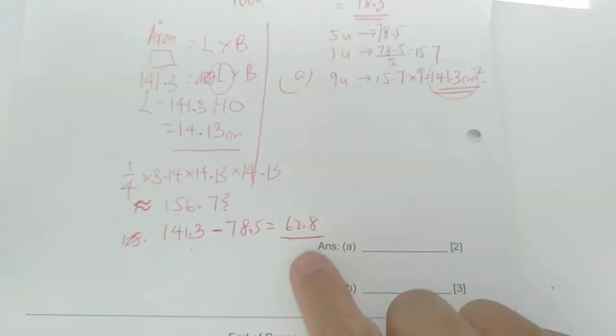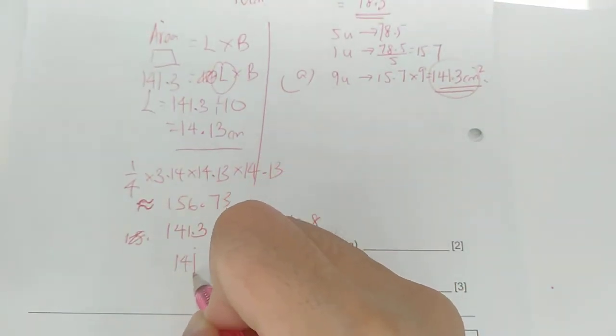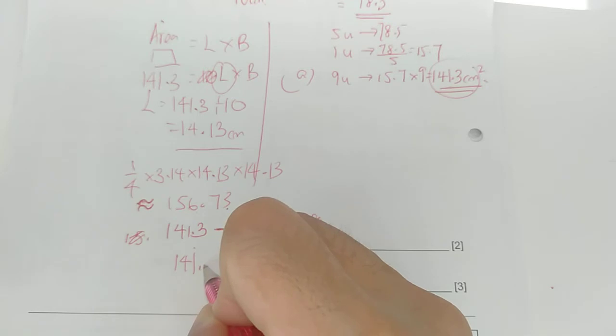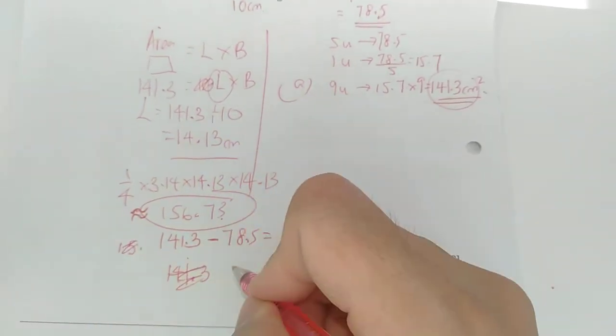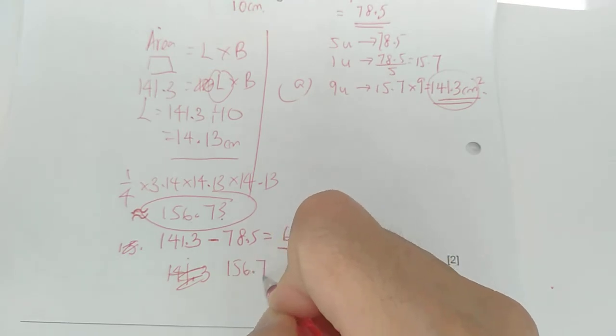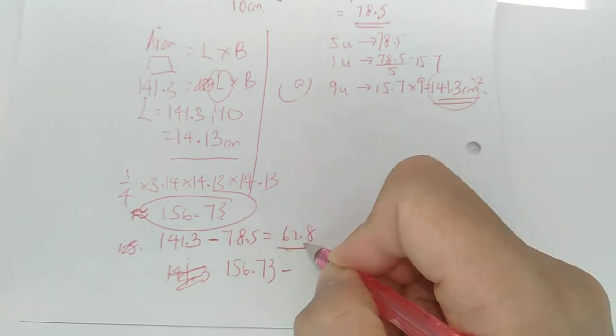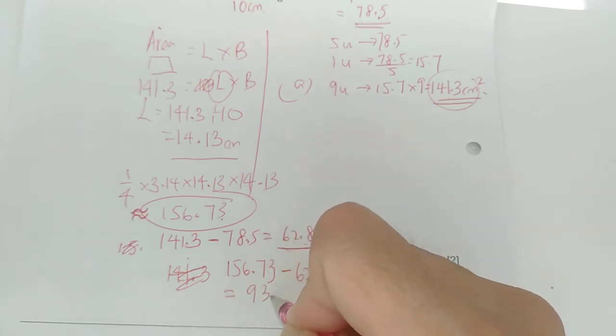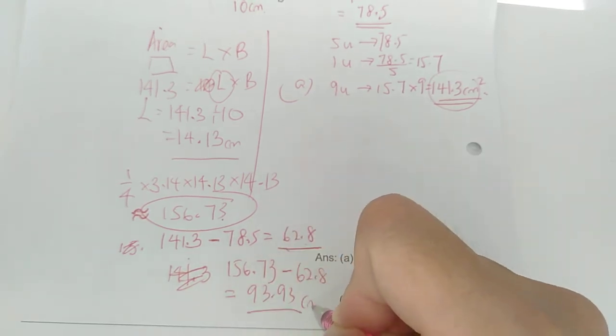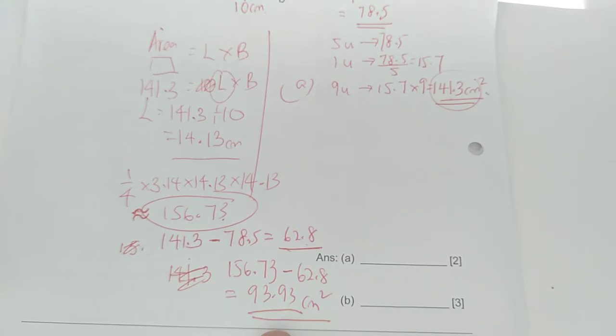Now we have the area of the whole quadrant, sorry, the area of the quadrant is 156.73. Subtract away this 62.8, and you have 93.93 square centimeters. And this is your answer for part B.